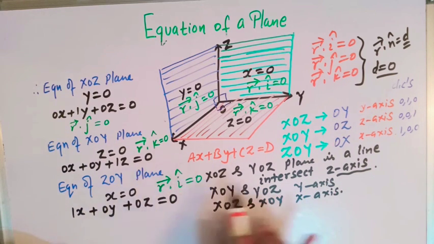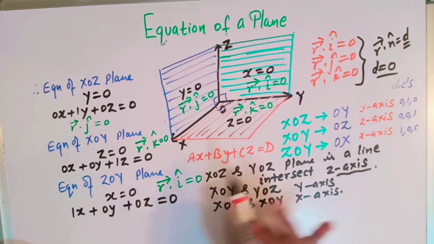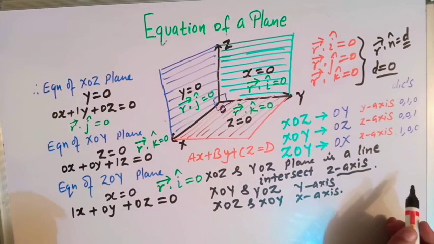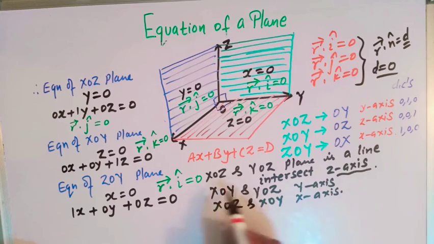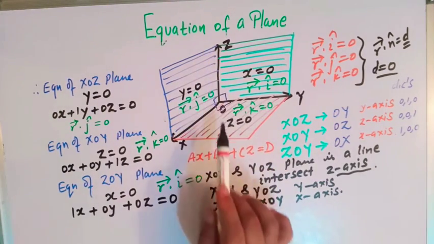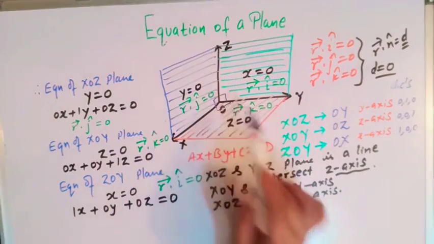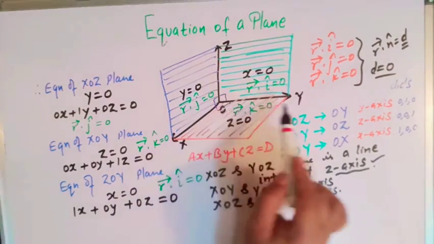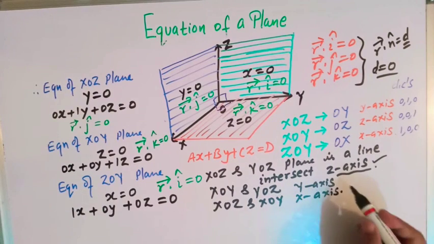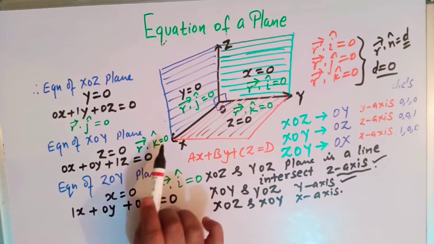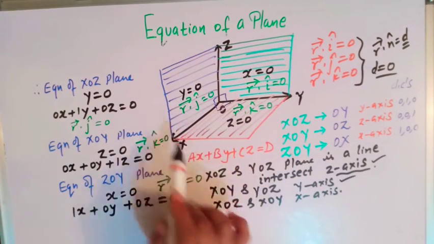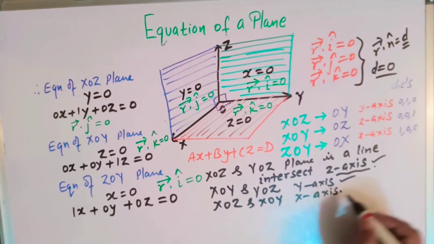Clear? Okay, so what we have concluded from this discussion is that whenever two planes intersect, they intersect in a line, and the line is called the line of intersection of planes, right? So in case of XOZ plane and YOZ plane, the line of intersection is z-axis. Similarly, in case of XOY and YOZ, the line of intersection is called y-axis, and similarly in case of XOZ and XOY plane, the line of intersection of planes is known as x-axis.